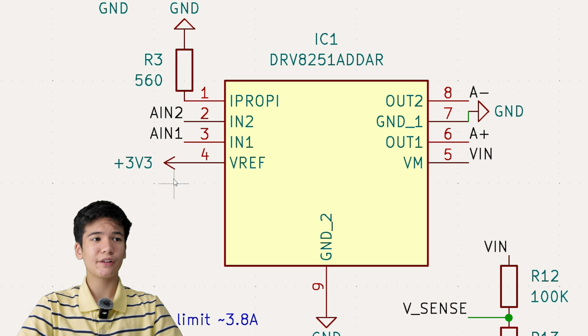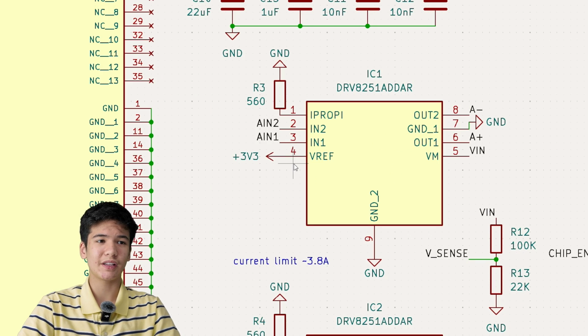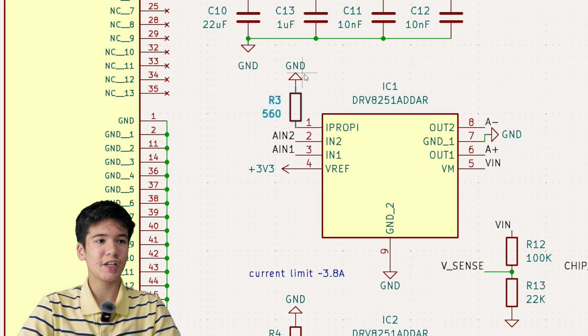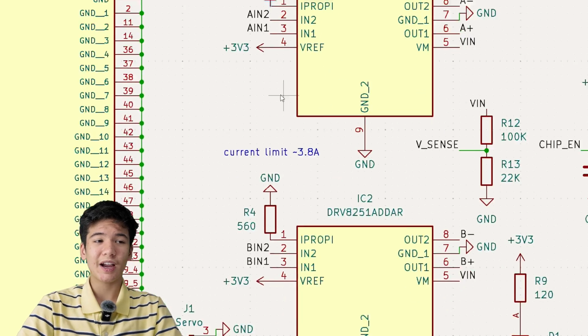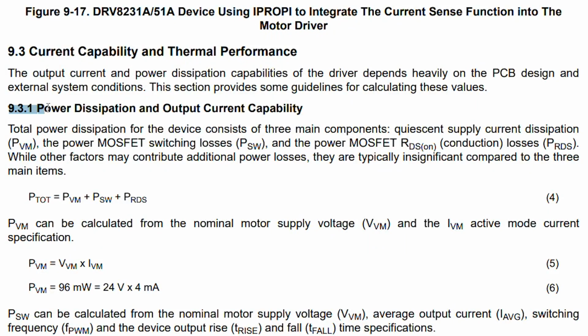But as you'll see later, I didn't do that for some reason, and who cares about current sensing anyways? I set the current limit to about 3.8 amps with a 560 ohm resistor, which should be fine, according to my calculations, based on the formulas of 9.3.1 power dissipation and output current capability.